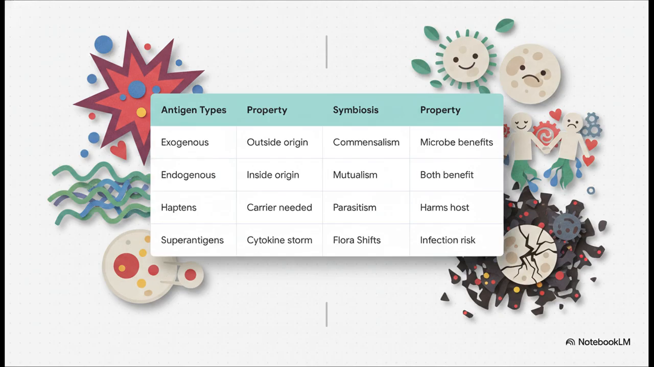On the symbiosis side, commensalism is where the microbe benefits harmlessly, mutualism is where both rely on each other, parasitism is where the host actively gets hurt, and dangerous flora shifts are what open the door to those opportunistic infections. Keep these categories locked down for the exam.